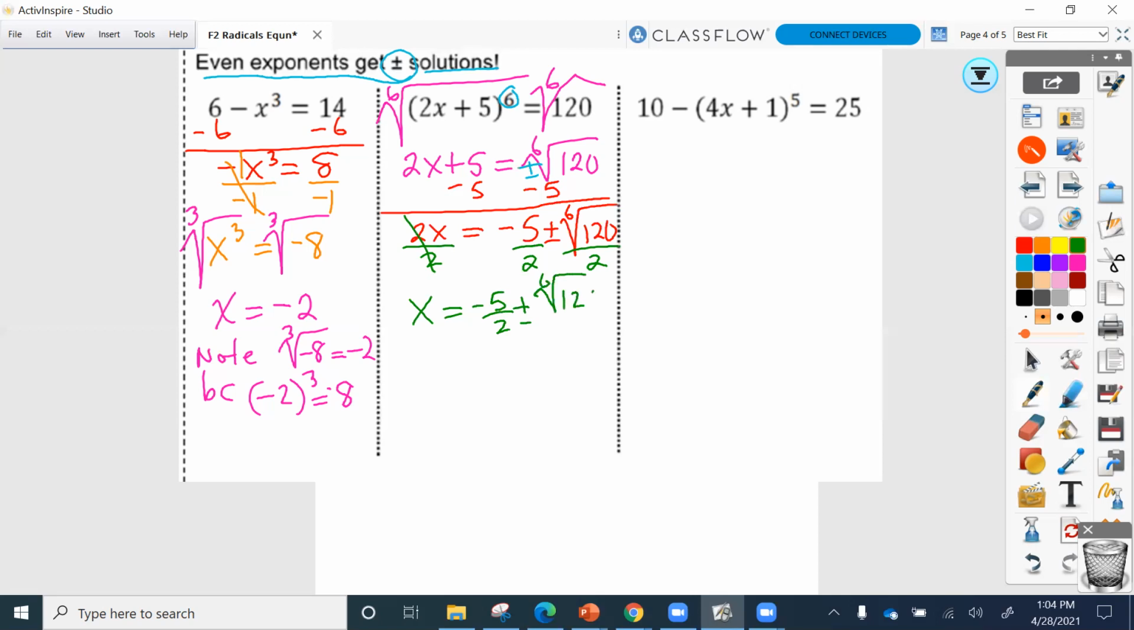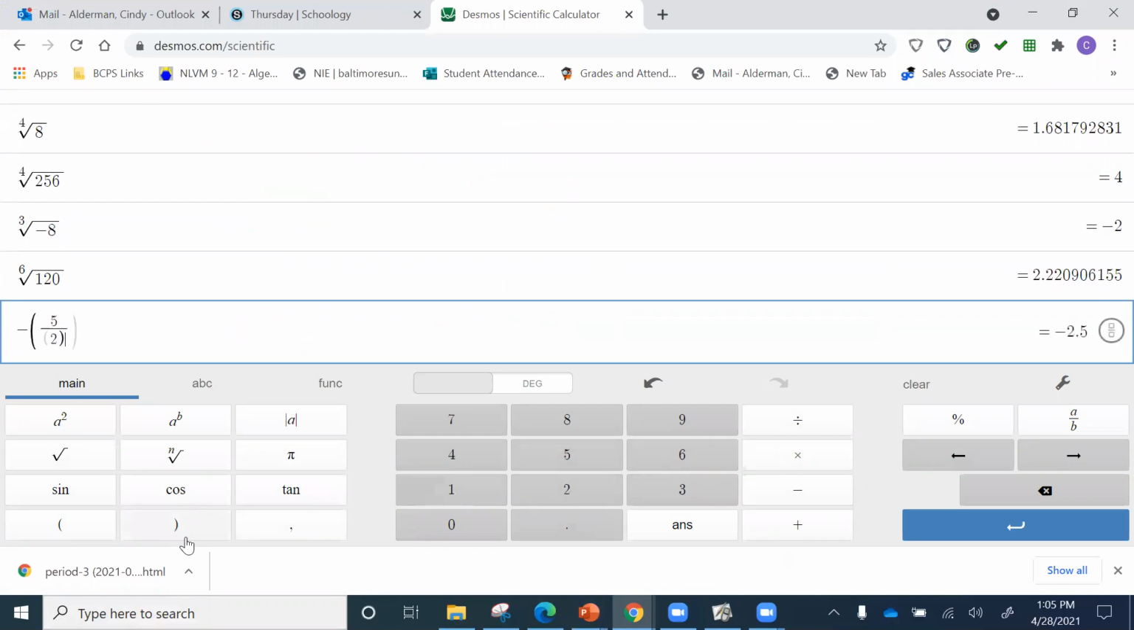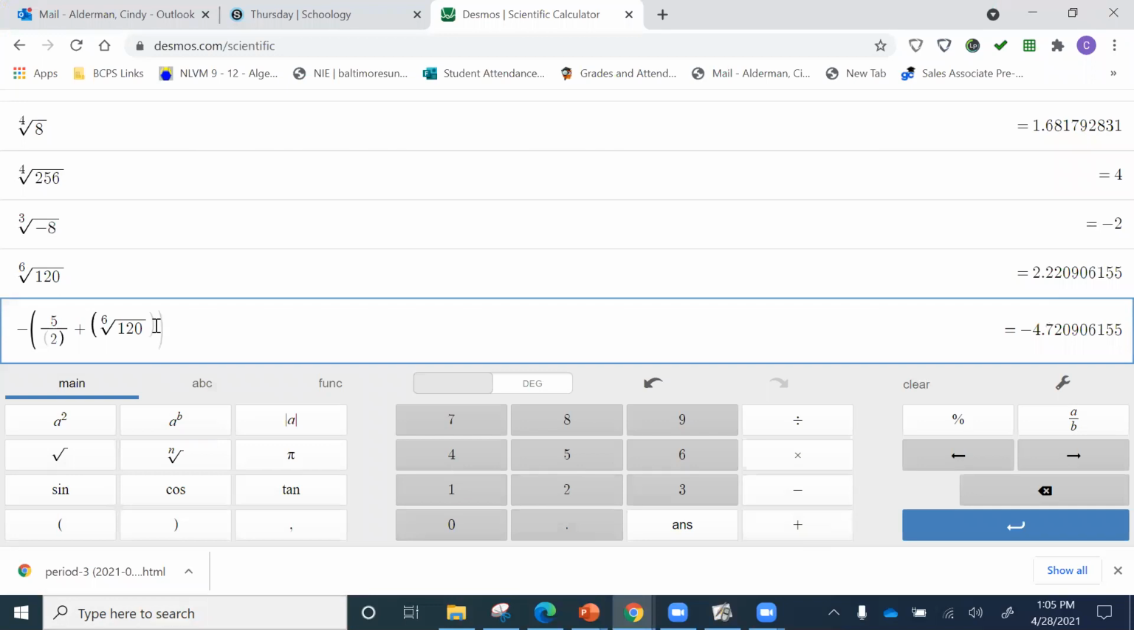And the most that we can do, if we're wanting an exact answer, is that. Now, if you wanted an approximation for that, go back to Desmos. You would say negative 5 halves, so negative 5 divided by 2. And then to get out of this, use these cursors. Plus or minus, here we'd say plus, can't put the minus in yet, we're just going to edit it, plus the 6th root of 120, probably we need a parenthesis here, and then say divided by 2.